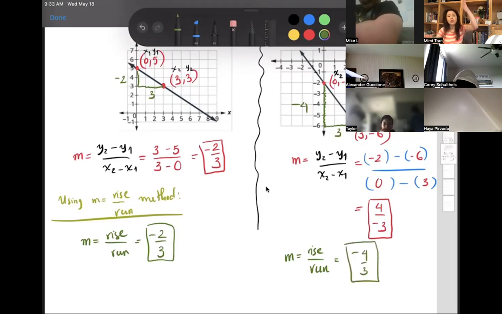Just remember, if you go down, then negative. The same thing as you go left for the run, it's negative. If you go up and right, it's positive. Okay, it's pretty intuitive.